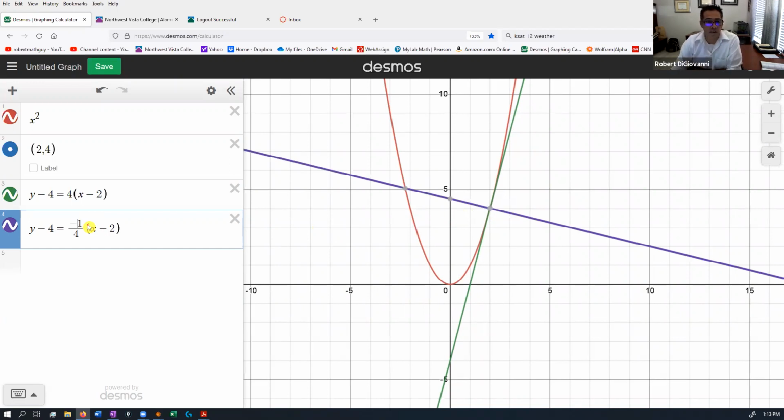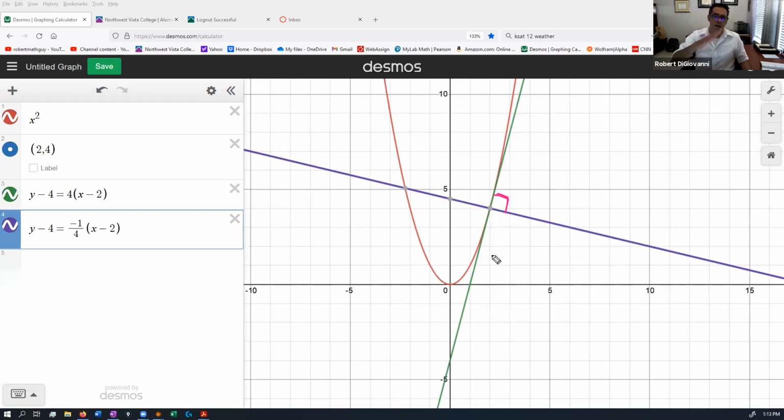That's the normal line. So the tangent line touches the graph at a single point and runs right up against it. It's tangent, right? The normal line also goes through that point, but is perpendicular to the tangent line. So it intersects the tangent line at a right angle. That's called the normal line. So, normal line, tangent line.